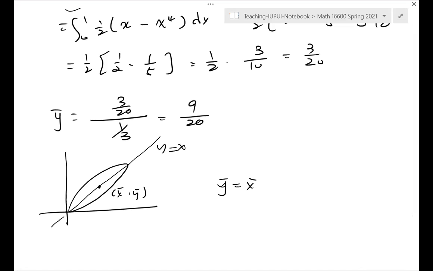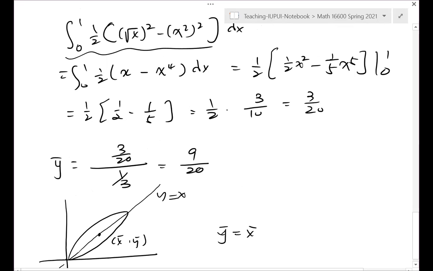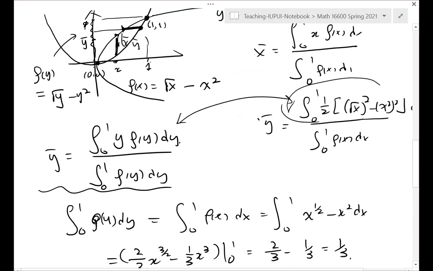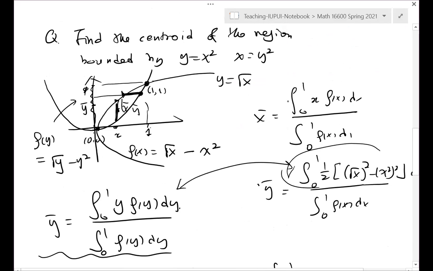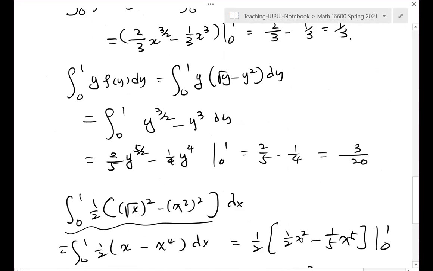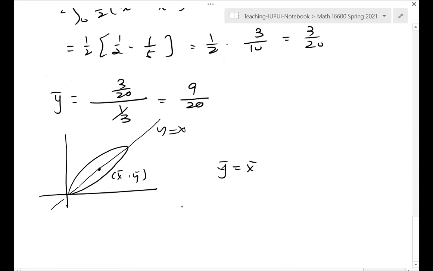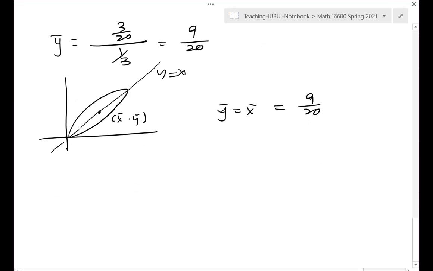I didn't even compute x bar here. What is x bar? It's the same. I did not calculate this integral. This is x bar, the integral of this function, so you're going to get the same result. That's why by the symmetry, x bar equals y bar, so it's going to be 9/20. You don't need to waste time to compute the x bar.